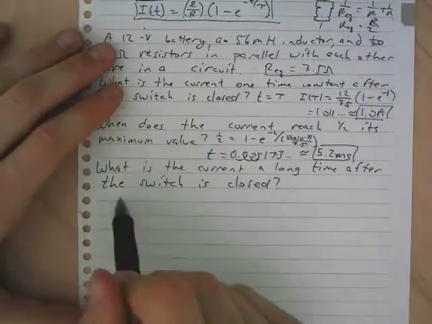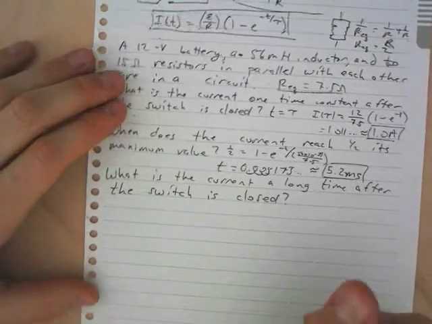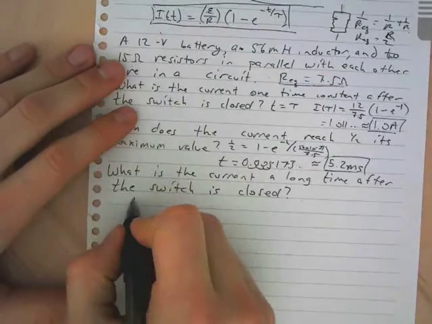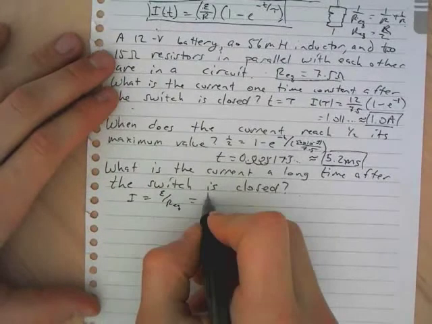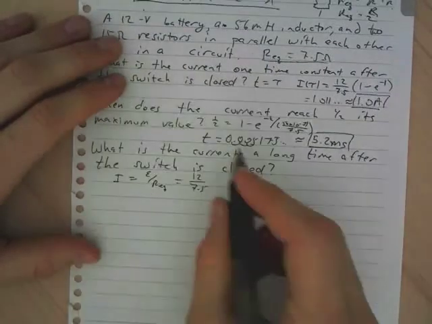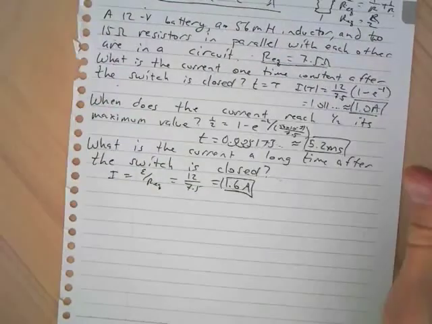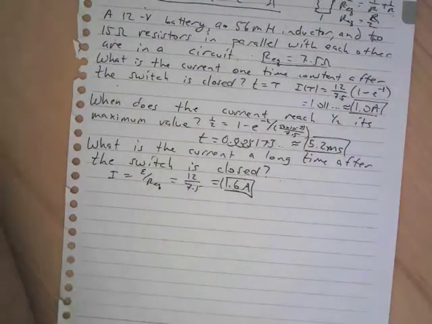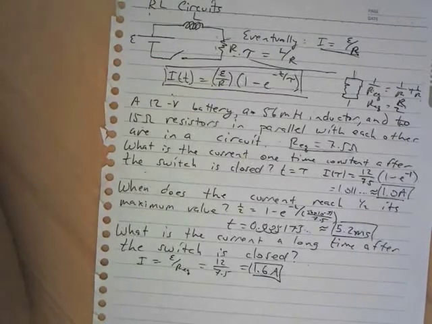What is the current a long time after the switch is closed? Well, a long time after the switch is closed, the current is just what it would be if there was no inductor. And so that current is just the EMF of the battery over the equivalent resistance, which is 12 over 7.5, which I can punch in and get 1.6 amps. All right. So that's how RL circuits work, and I think you can see, without me belaboring the point too much, how they're very similar to the way that RC circuits operate.